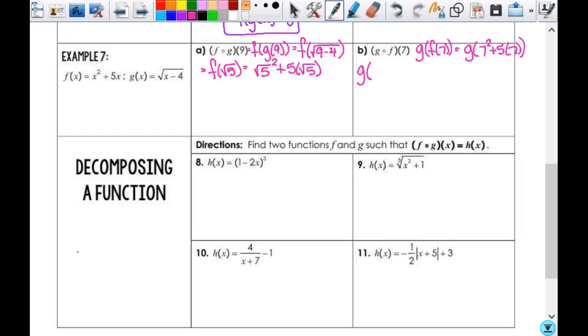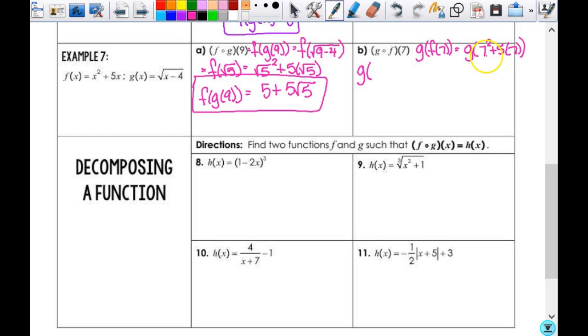All right, so I've got them both started. Now they're going to help me finish them. Did we all at least get to f of the square root of 5 equals what I have written down right here? Okay, which means that then f of g of 9, once I simplify this out, what do I get? 25, 5 plus 5 square root of 5. There you go. All right, so g of f of 7.